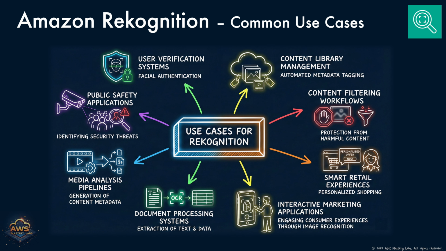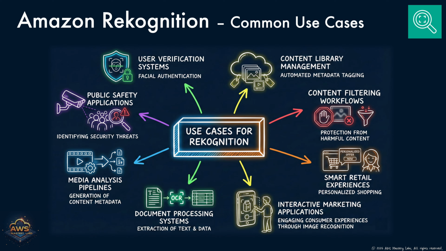Amazon Rekognition powers a wide range of real-world applications across industries thanks to its ability to understand images and video at scale. First, Rekognition is often used in user verification systems, where facial authentication enables secure access to both digital platforms and physical spaces. Whether it's logging into a banking app or checking into a smart building, facial recognition enhances security and improves the user experience.